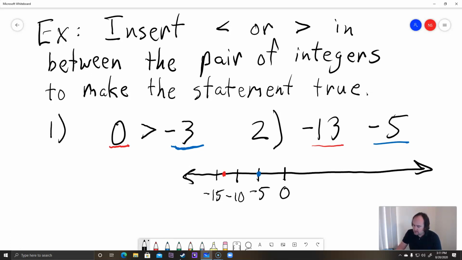So then looking at these numbers, comparing -13 to -5, is -13 greater than or less than -5? Well, we can see that -13 is actually to the left of -5, and remember that less than goes to the left, greater than goes to the right. So that means -13 is less than -5. Okay? And with those couple of examples, I think we should be good.